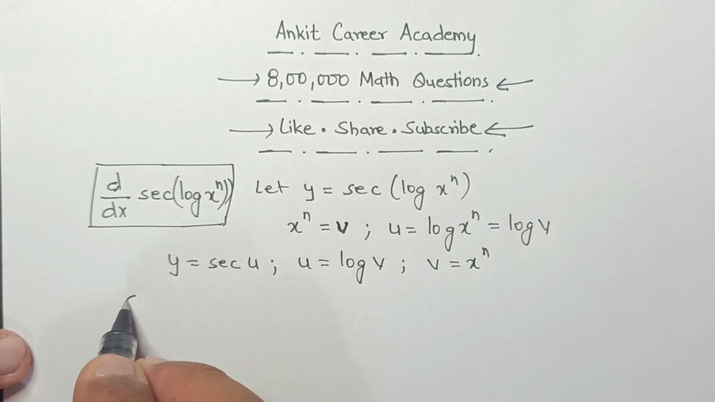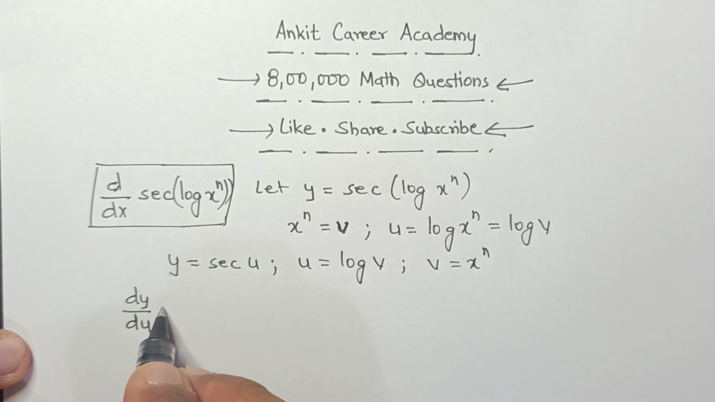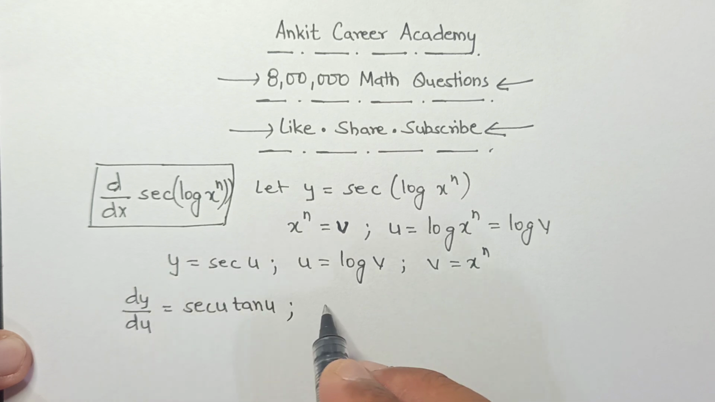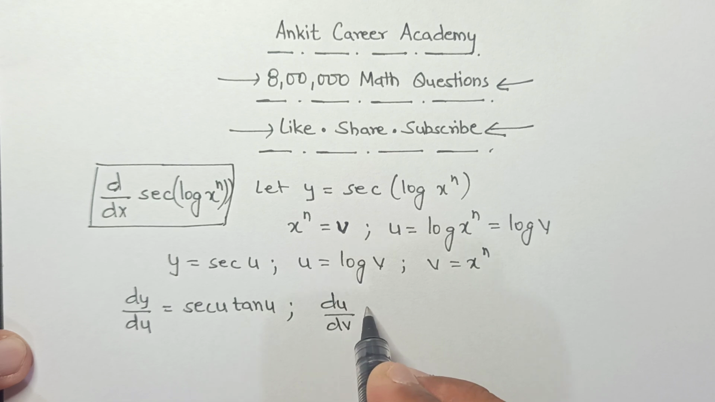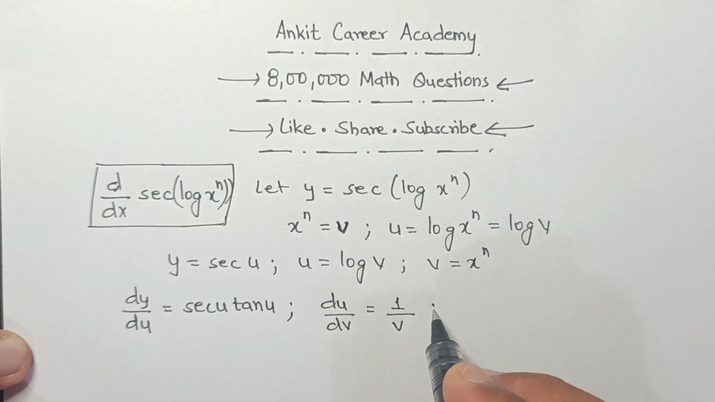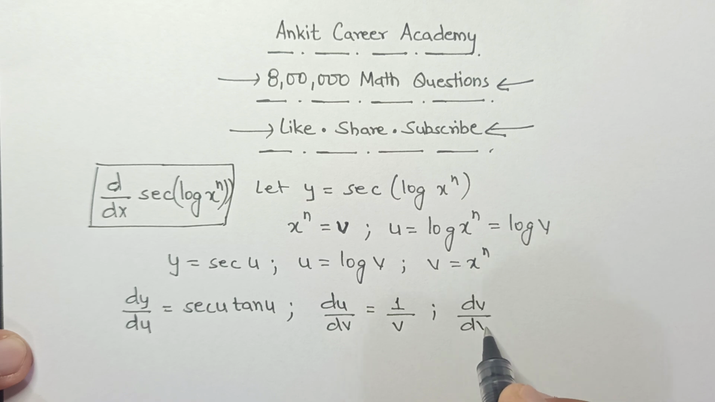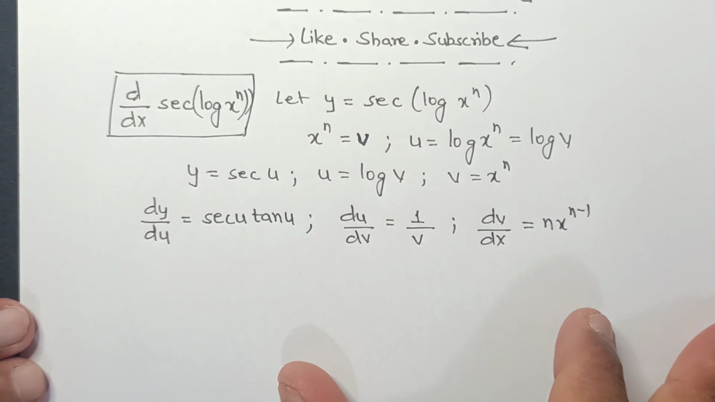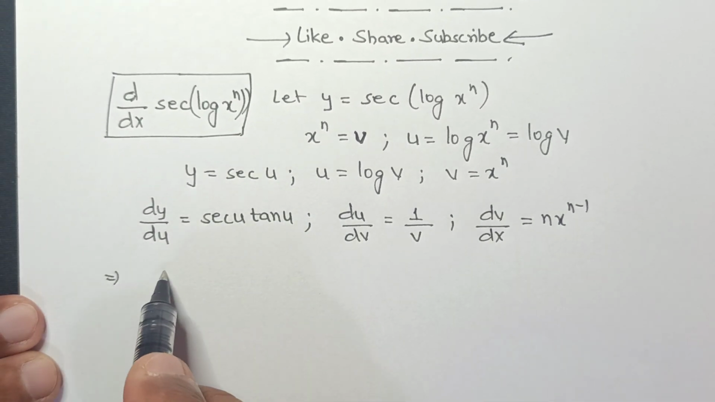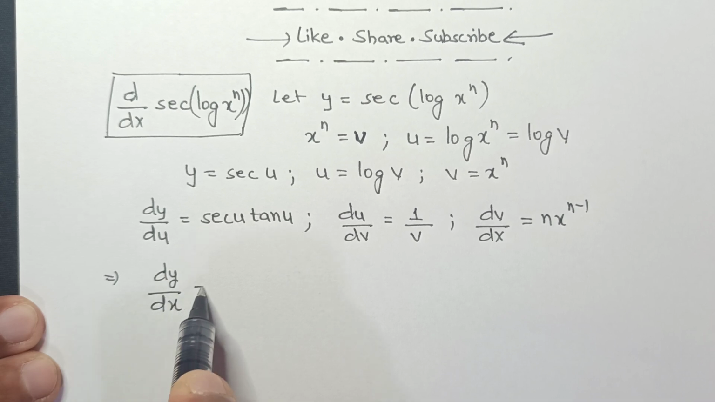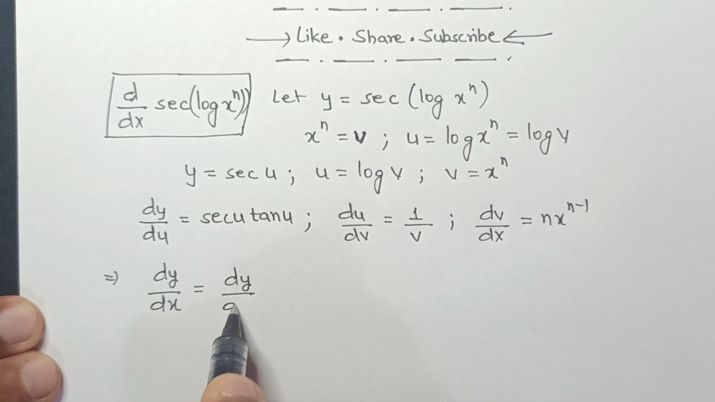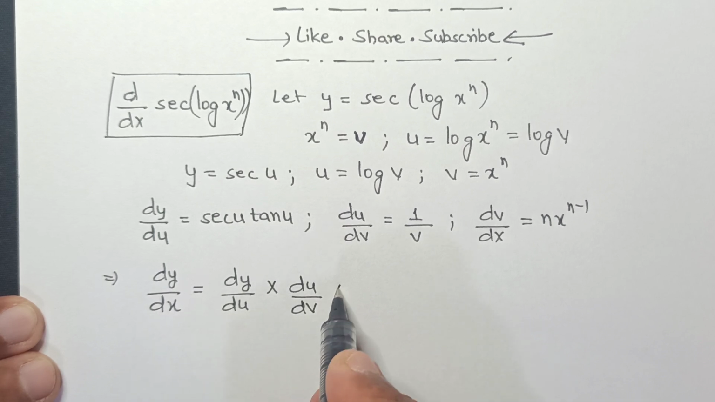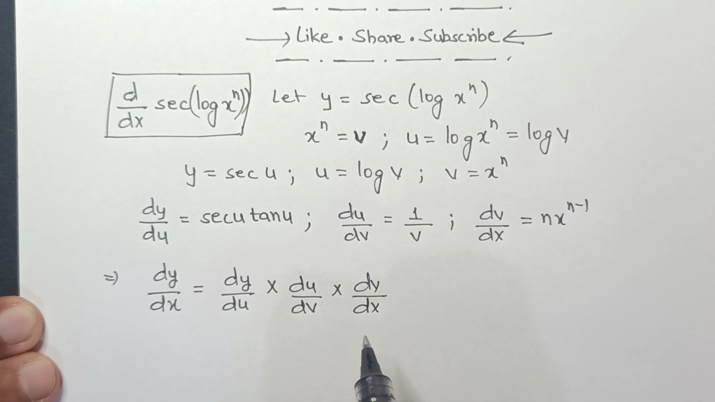Now after this, what we are going to do is calculate the value of dy by du. In this case this would be sec u tan u, then the value of du by dv is equal to 1 divided by v, and dv by dx is equal to nx^(n-1). So now, if you want to calculate the value of dy by dx, then that would be equal to dy by du multiplied by du by dv multiplied by dv by dx.